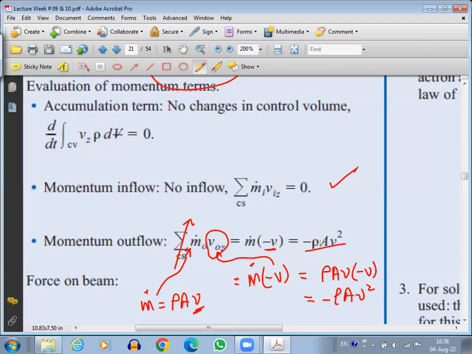Is this clear? If there is any point which is not clear, let me know.